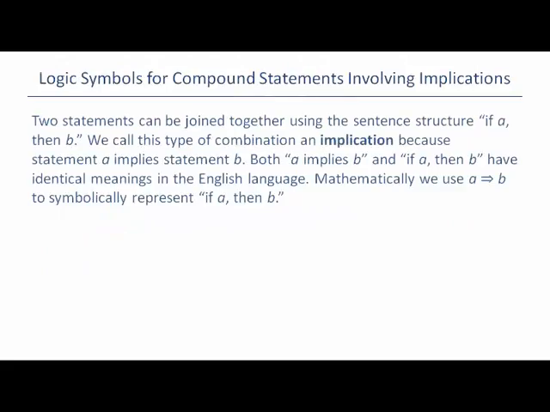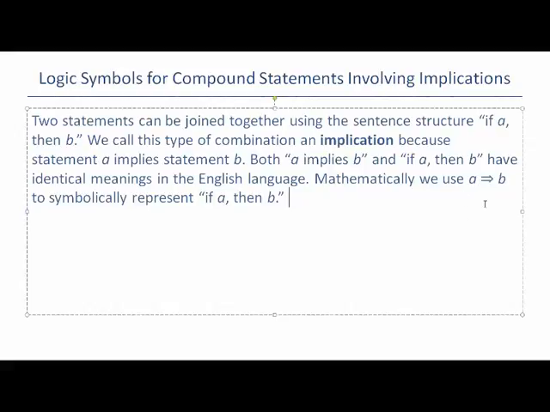Okay, two statements can be joined together using the sentence structure if A then B. We call this combination an implication. It just basically means if A happens, then B happens, or simply put, A implies B. And the mathematical symbol for that is the little arrow. When you get into more complex ones where you have if and only if, right? A implies B and B implies A. So if A happens, then B happens, and if B happens, then A happens. And all that happens is this arrow has two heads on it. It faces in both directions.